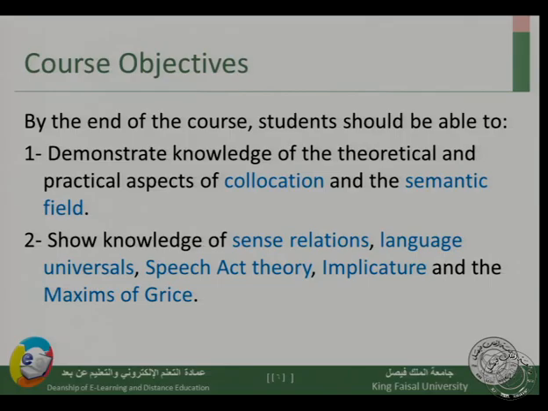The second objective is to show knowledge of sense relations, language universals, speech act theory, implicature, and the maxims of Grice. We're going to handle each of these topics in a different lecture, and you're going to hopefully show us that you have deep knowledge of these topics as we discuss them throughout the lectures, of course, by taking the final exam and showing us that you know what we discussed in these lectures about these topics.